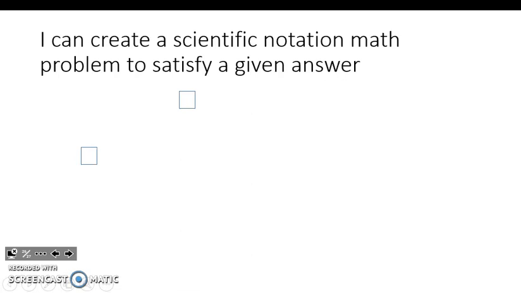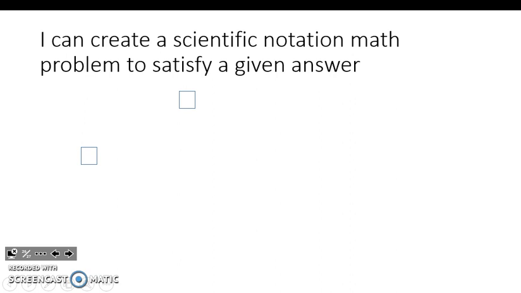All right, guys, so if you'll title your notes, we're going to be talking through the advanced level I can statement. So this one states that I can create a scientific notation math problem to satisfy a given answer.